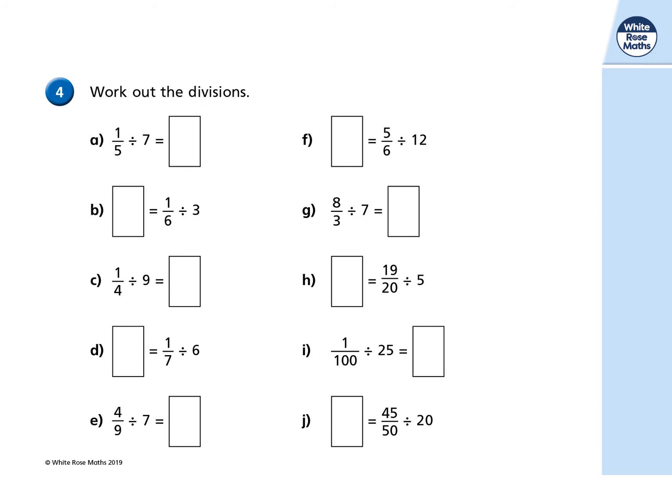1 over 100 divided by 25. Now that sounds complicated, but again, you don't need to worry, okay? Think about your knowledge. The 1 needs to stay the same. 25 multiplied by 100 will help you work out that denominator. And finally, 45 over 50.